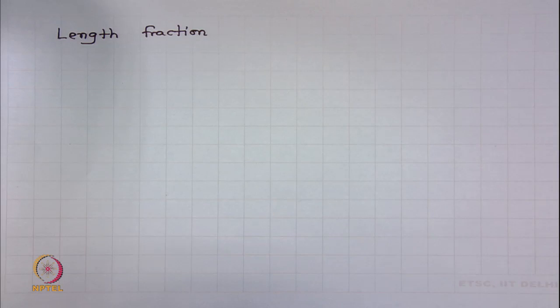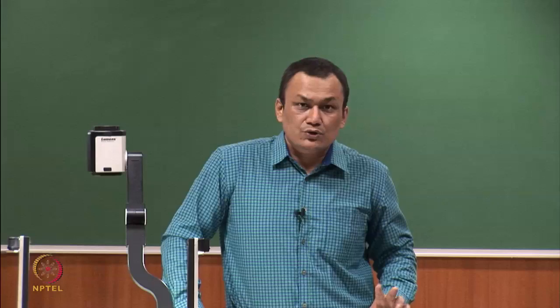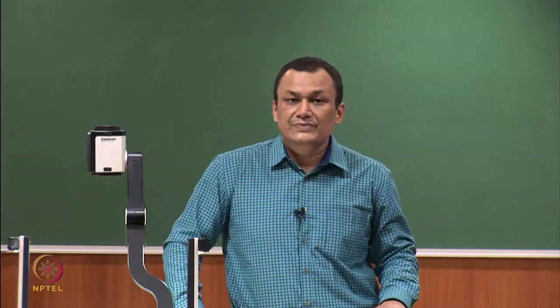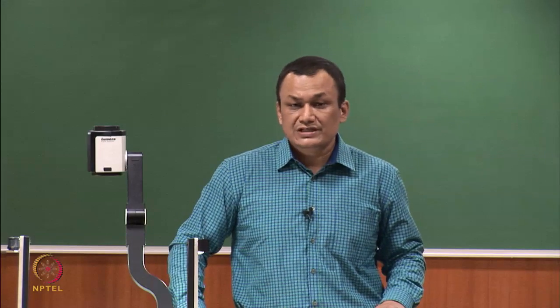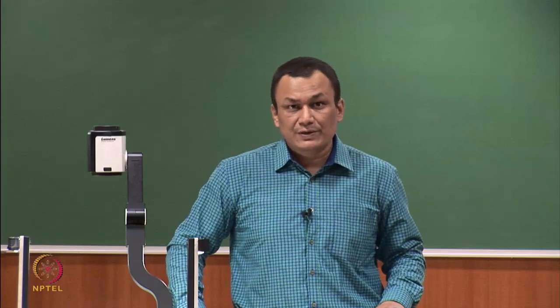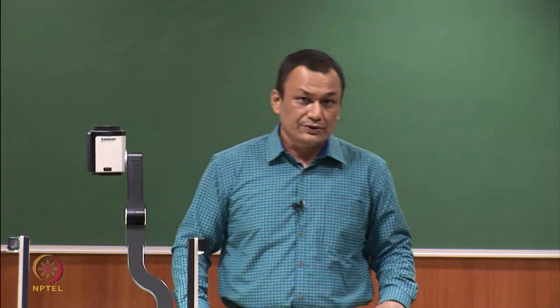Earlier, we came to know about two fractions, one is mass fraction, second is volume fraction. This is the third fraction, length fraction. A blend can be characterized not only by mass fraction, which is typically done in industry, but also by volume fraction, length fraction, number fraction, and so on.